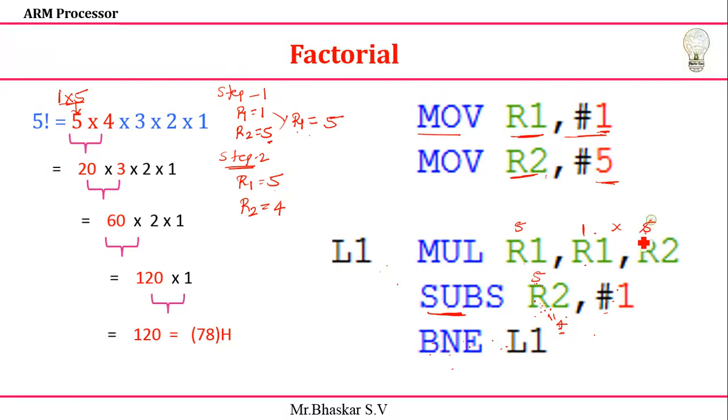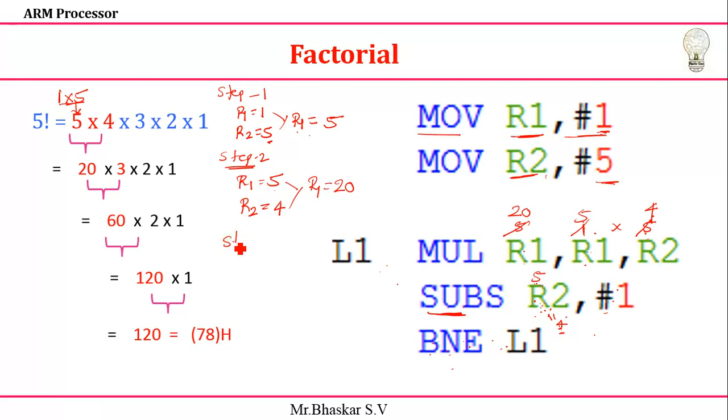Now instead of 5 I have a 4. I already told that R1 value I have a 5. 5 cross 4 means I'll get 20. So 20 it will be stored in this R1 resistor. I'll get it is 20. Okay, second time. So just multiply these two. I'll get R1 resistor it is 20.